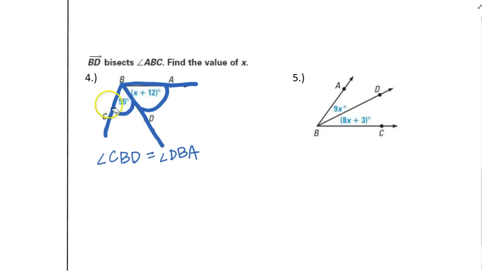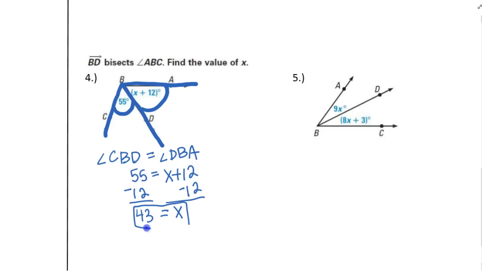They've told us what angle CBD is. Look at the picture. CBD is right here, and they've said it's 55. And they've told us what angle DBA is. DBA is right here, and they've said that this is x plus 12. So the only other thing you need to do here is solve for x. If we subtract 12 from both sides, we should have x alone. And 55 minus 12 is 43. And you're all done. Always go back to the directions and check though. All it said was to solve for x, right?